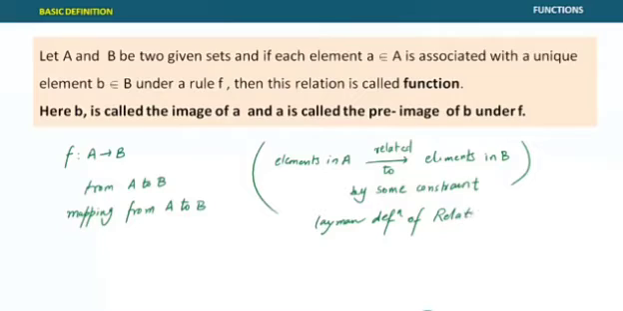So when does this particular entity become a function? Function is also a relation, but it is a subset of relation. All relations are not functions, but all functions are relations. That you must understand. So when does this particular constraint become a function?